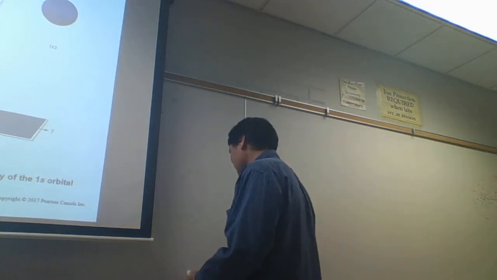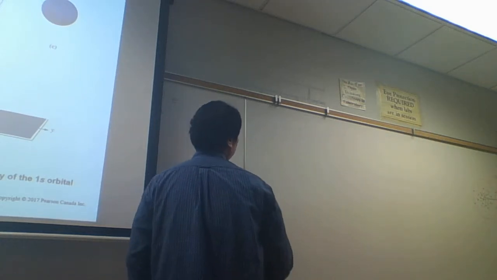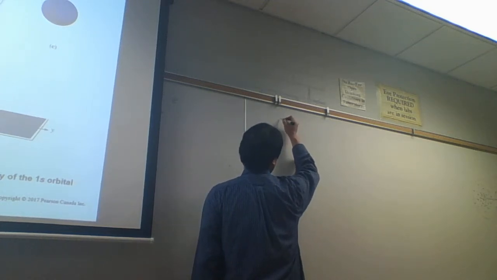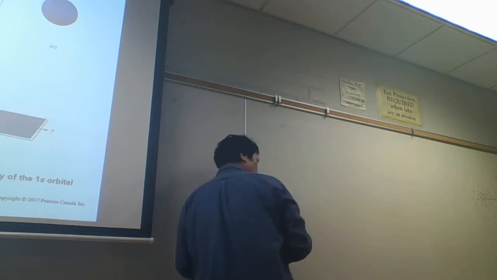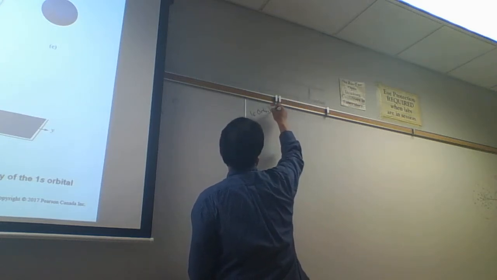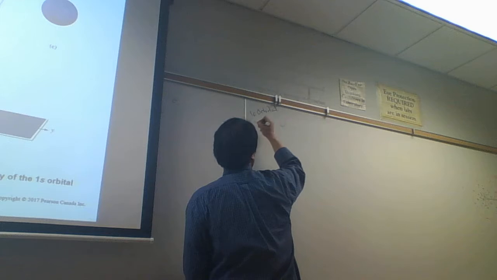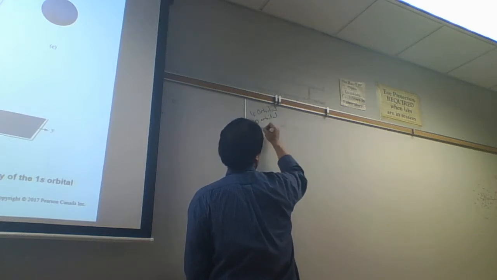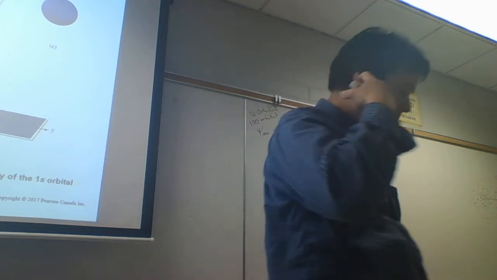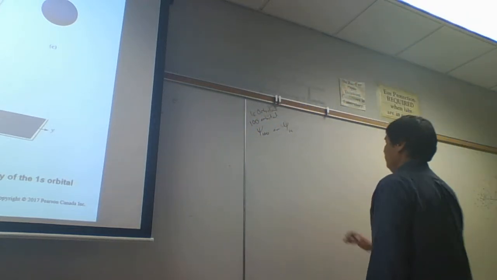So where does that effective distance come from? How do we come up with that? Let's take a look at the 1s orbital. There are different ways of writing this out. We could call it a 1s orbital, or a 100 orbital, or a psi 100, or a psi 1s. This is an allowed state.